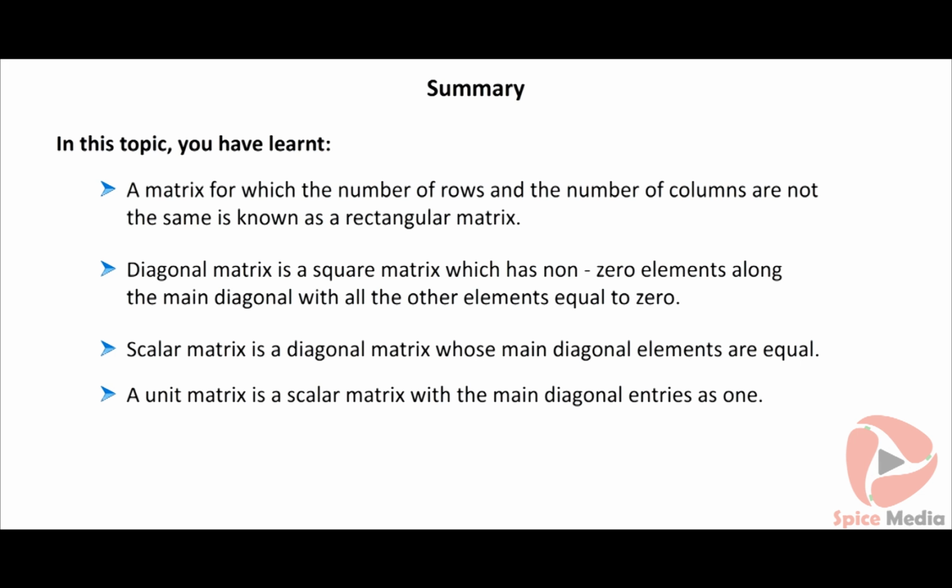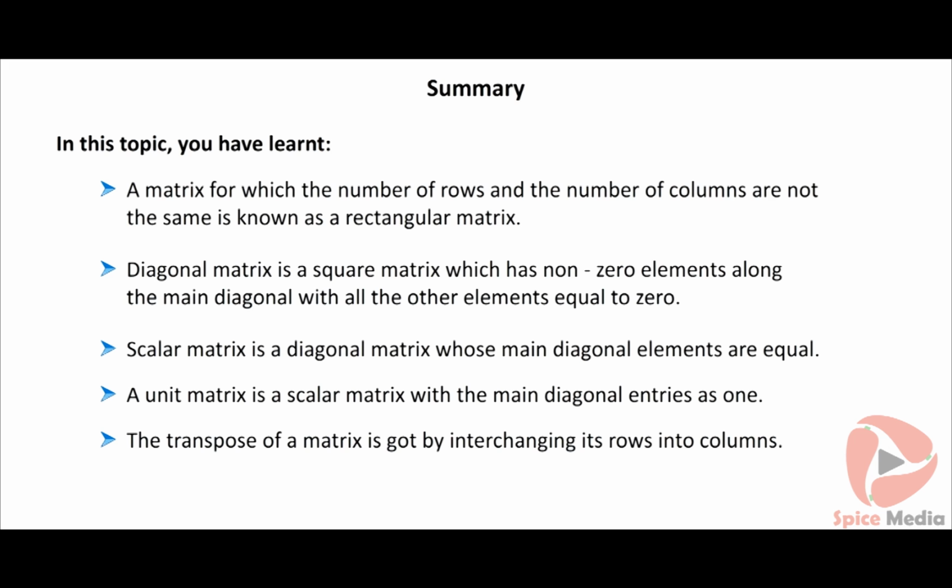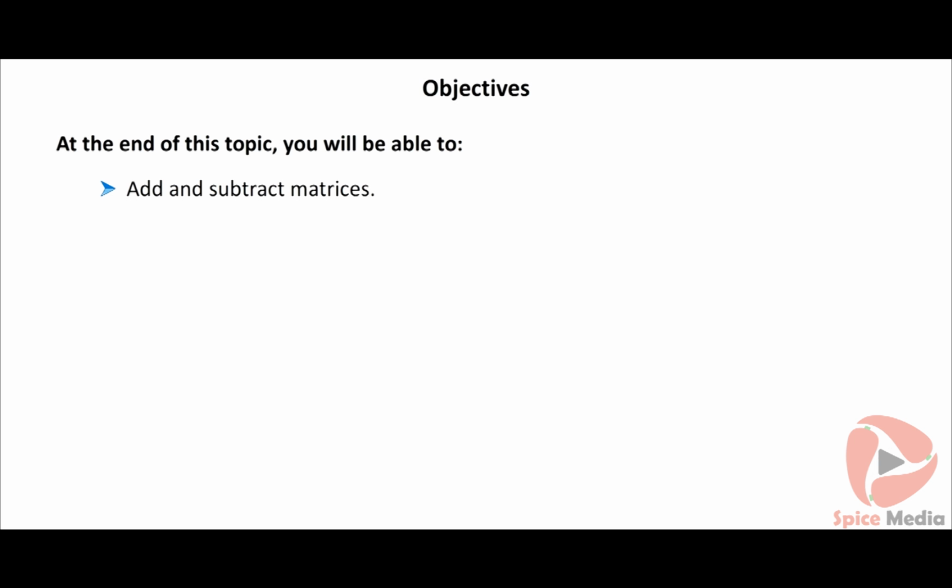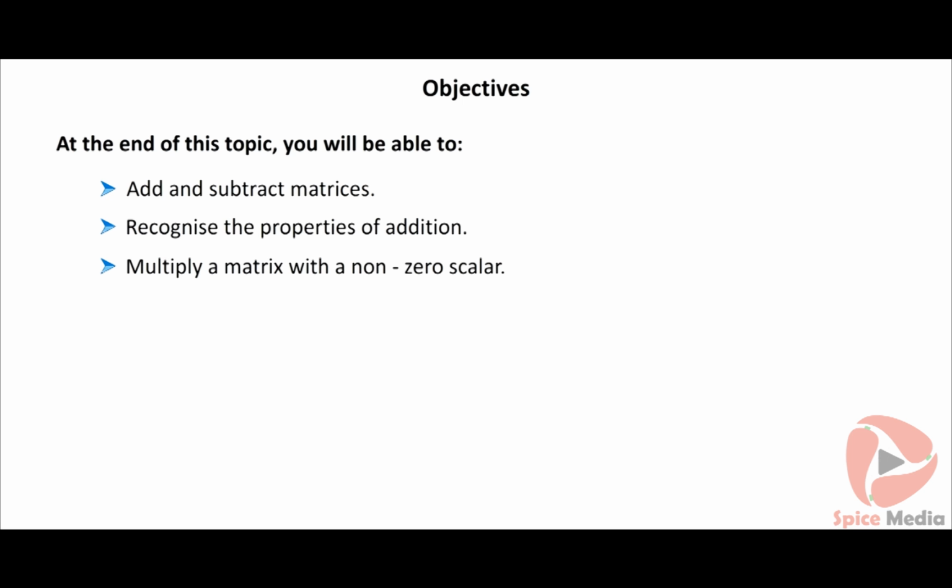A diagonal matrix is a square matrix which has non-zero elements along the main diagonal with all the other elements equal to 0. A scalar matrix is a diagonal matrix whose main diagonal elements are equal. A unit matrix is a scalar matrix with the main diagonal entries as 1. The transpose of a matrix is got by interchanging its rows into columns.